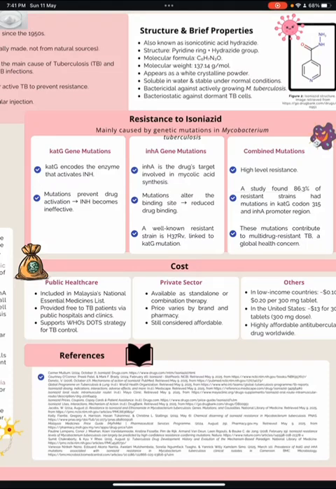A well-known resistant strain, H37Rv, shows a KatG mutation. When both KatG and InhA are mutated, it results in high-level resistance, with the drug concentration needed exceeding normal treatment levels. A study found that about 86% of resistant strains had mutations in these two regions. Such resistance plays a major role in multi-drug resistant TB, which is a serious global health threat.